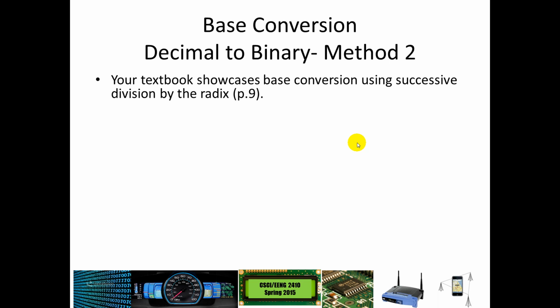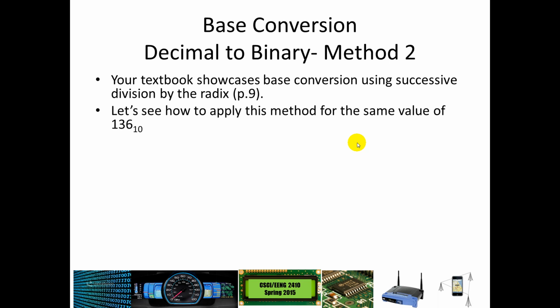So that's one method to solve from decimal to binary. The other method that happens to be in your textbook, and you can read about this in more detail starting on page 9 in your textbook, is using what's called successive division by the radix. So in this case, the radix happens to be 2. We're operating in binary or base 2. So what we're going to do is continue to divide by 2 every time.